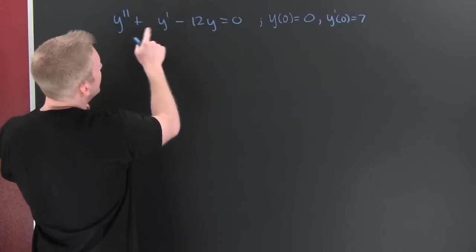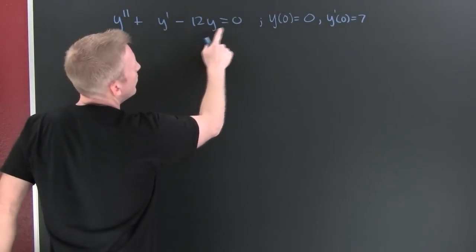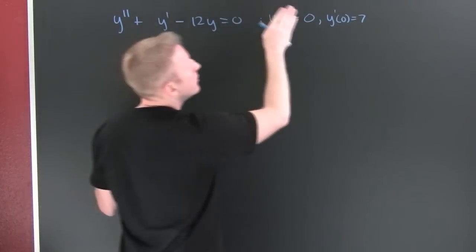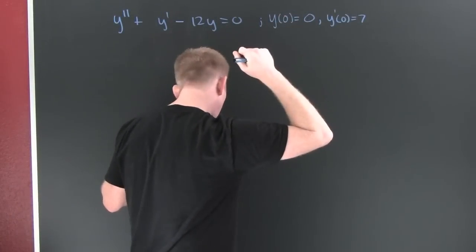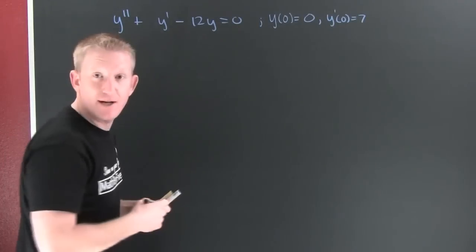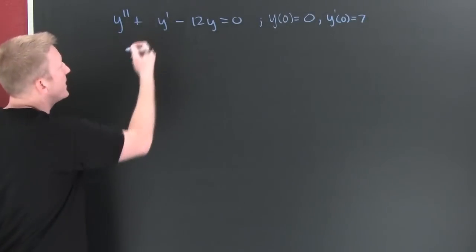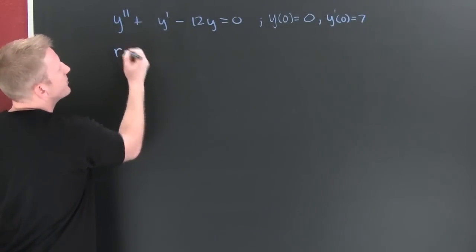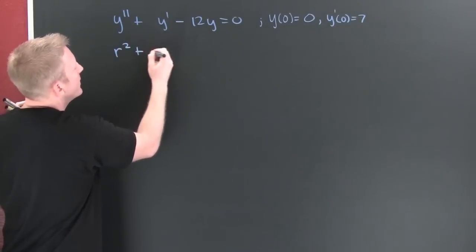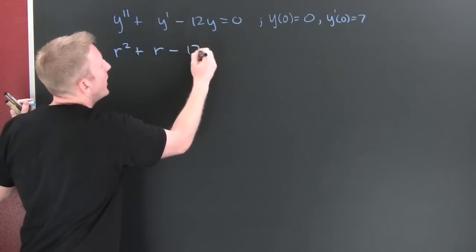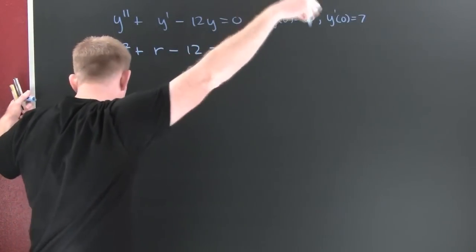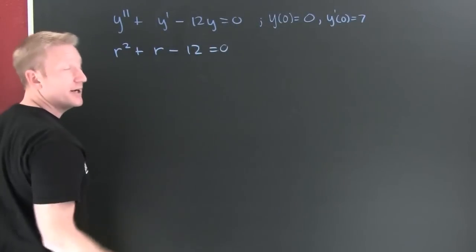I have y double prime plus y prime minus 12y is equal to nothing. Oh, some initial conditions. Oh, it's an initial value problem. That differential equation has characteristic polynomial r squared plus r minus 12 is equal to 0. Oh, this is our characteristic equation.